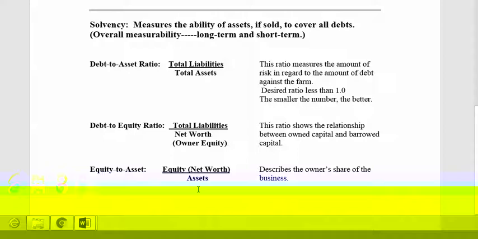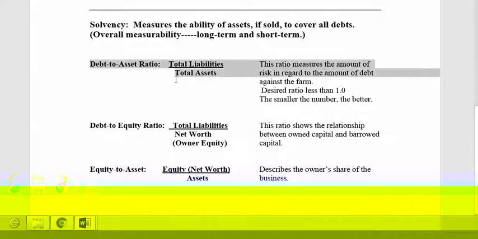Equity to asset ratio, again, another variation of the same thing. Where the debt to asset ratio told us what percent of the total assets are covered in debt, the equity to asset ratio tells us what percent of total assets are owned by us, do we have ownership in. So if we had a debt to asset ratio here of 0.2, our equity to asset ratio would be 0.8. The creditors own 20% of this farm, we own 80%. These two numbers will add up to 1.0 always.